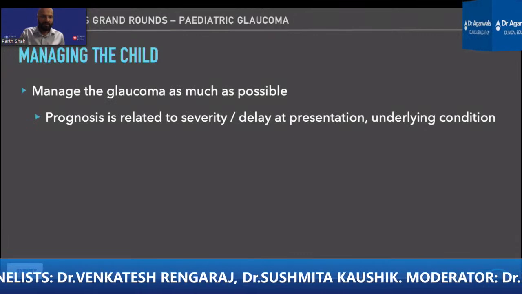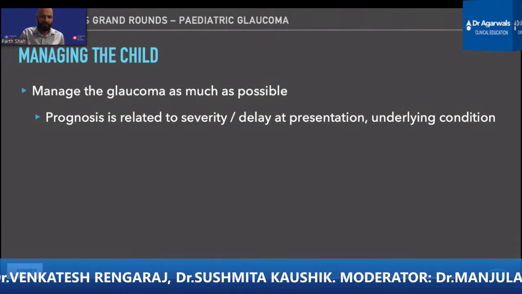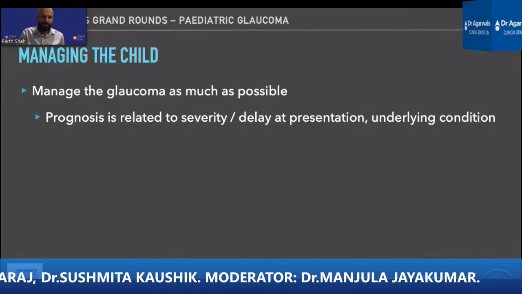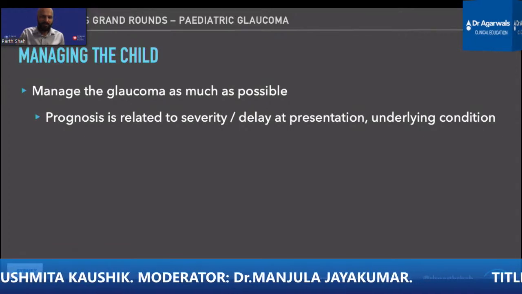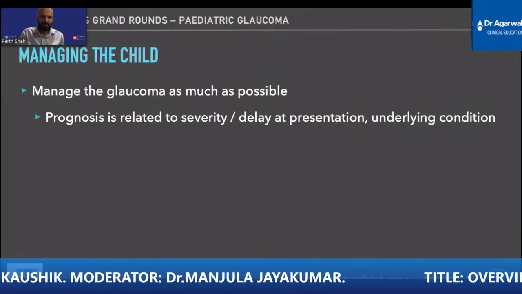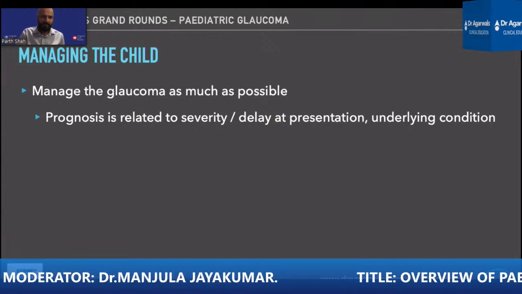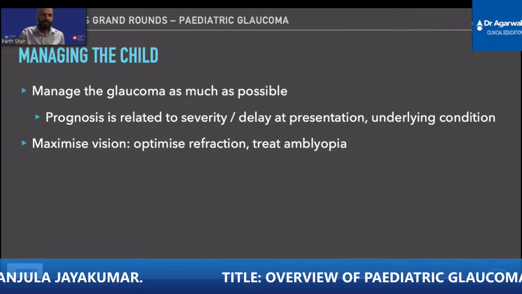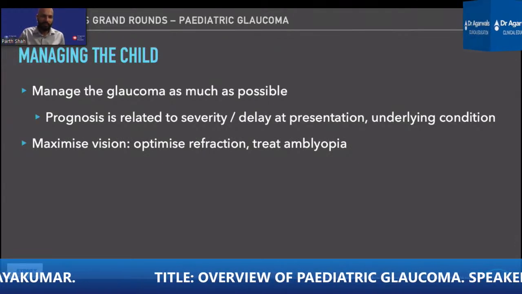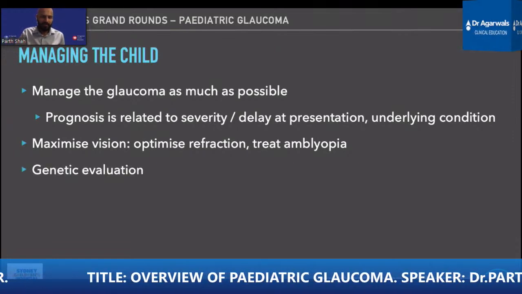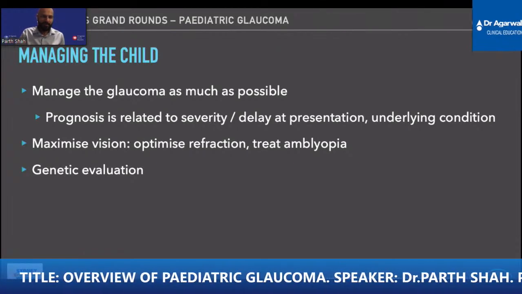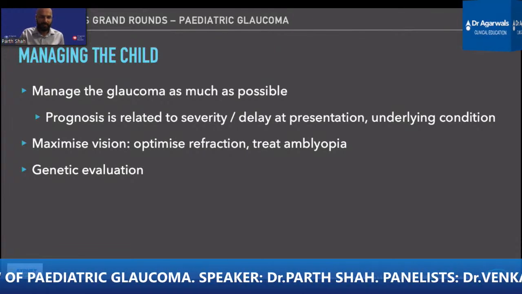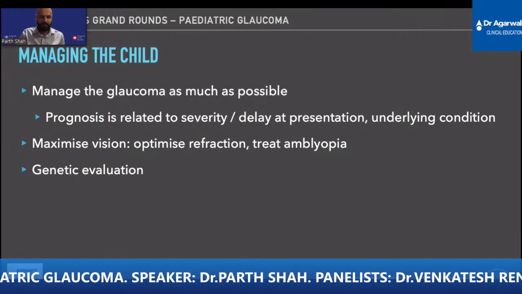So managing the child, we need to manage the glaucoma as much as possible, and manage it more aggressively than we would in adults. Prognosis is related to the severity and the delay at presentation, as well as the underlying condition that the child may have. Maximizing the vision as much as possible by treating amblyopia and optimizing refraction regularly, if possible, and to help guide further testing and evaluation from a systemic perspective, genetic evaluation can be helpful.